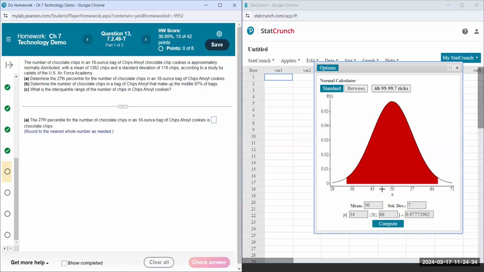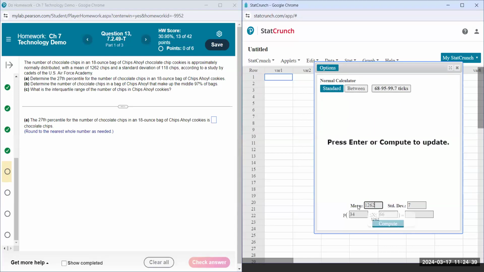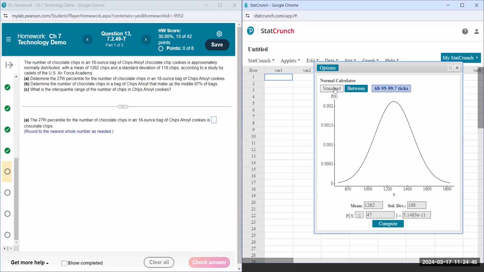Okay, I already have my diagram here. So let's see. The average number of chocolate chips for my example is 1,262, give or take 118 chips. Let me go put in the standard one. The 27th percentile, I'm going to do the tick marks here so that when I press the tick marks, it just standardizes everything. So it makes it like 1, 2, 3, and -1, -2, -3.